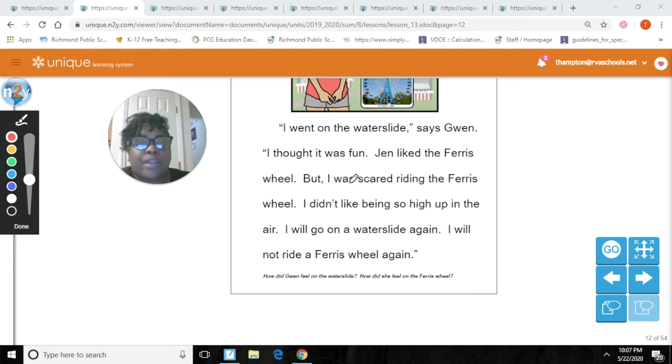Now, here's Gwen right here. She says that Jen liked the Ferris wheel. Now, then Gwen makes a comment. She says, but I was scared riding the Ferris wheel. So now we see that Gwen said she thought it was fun to ride the water slide, but she was what? She was scared to ride the Ferris wheel. Okay? So when you're answering these type of questions, you have to be very careful to make sure that the right character is speaking. Okay? And that you're answering the question correctly. All right.